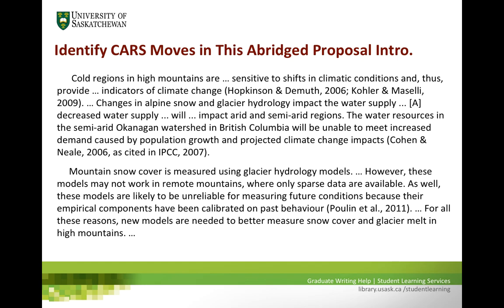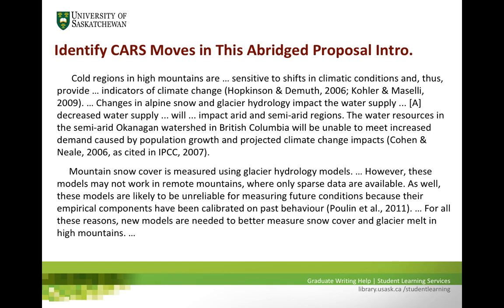Cold regions and high mountains are sensitive to shifts in climatic conditions and thus provide indicators of climate change. Changes in alpine snow and glacier hydrology impact the water supply. A decreased water supply will impact arid and semi-arid regions. The water resources in the semi-arid Okanagan watershed in British Columbia will be unable to meet increased demand caused by population growth and projected climate change impacts.